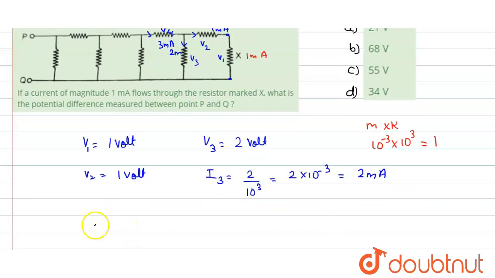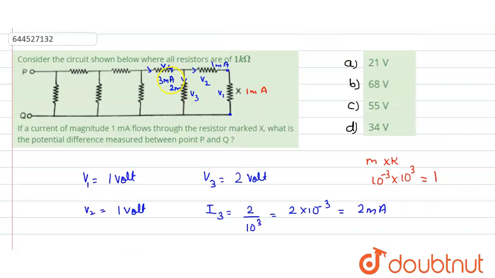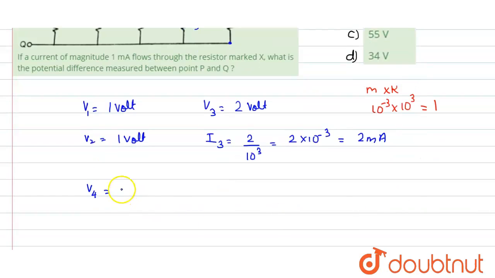In the V4, what is the potential difference? V4 would be equal to I into R. The current value we have already written is 3 and the resistance value is 1. 3 multiplied by 1 would be equal to 3, so 3 volts.